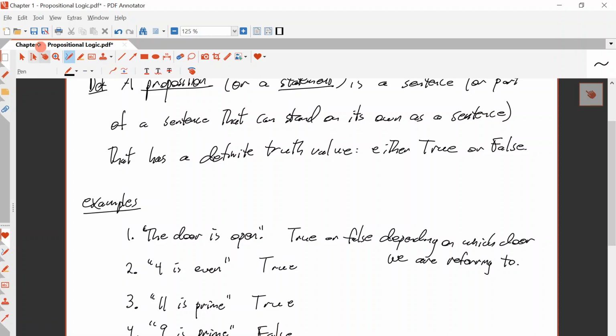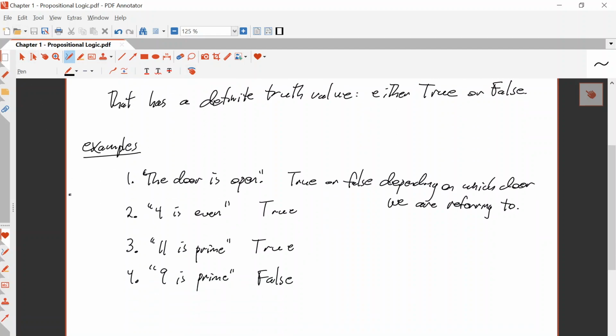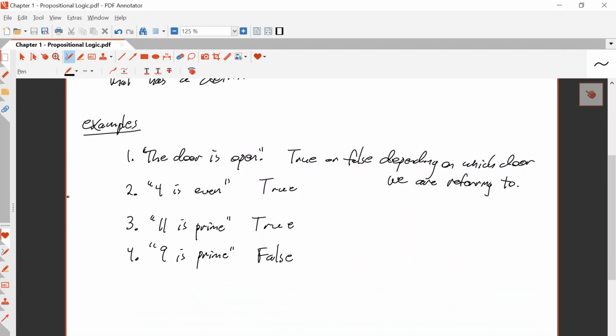All right, so all of these statements, right? Each one of these is a sentence, or it could be a sentence within a sentence. So a statement is always a sentence or a fragment of a sentence that can stand on its own as a sentence, right? I mean, you can always get sentences within sentences. So it's something that stands on its own as a sentence that has a definite truth value.